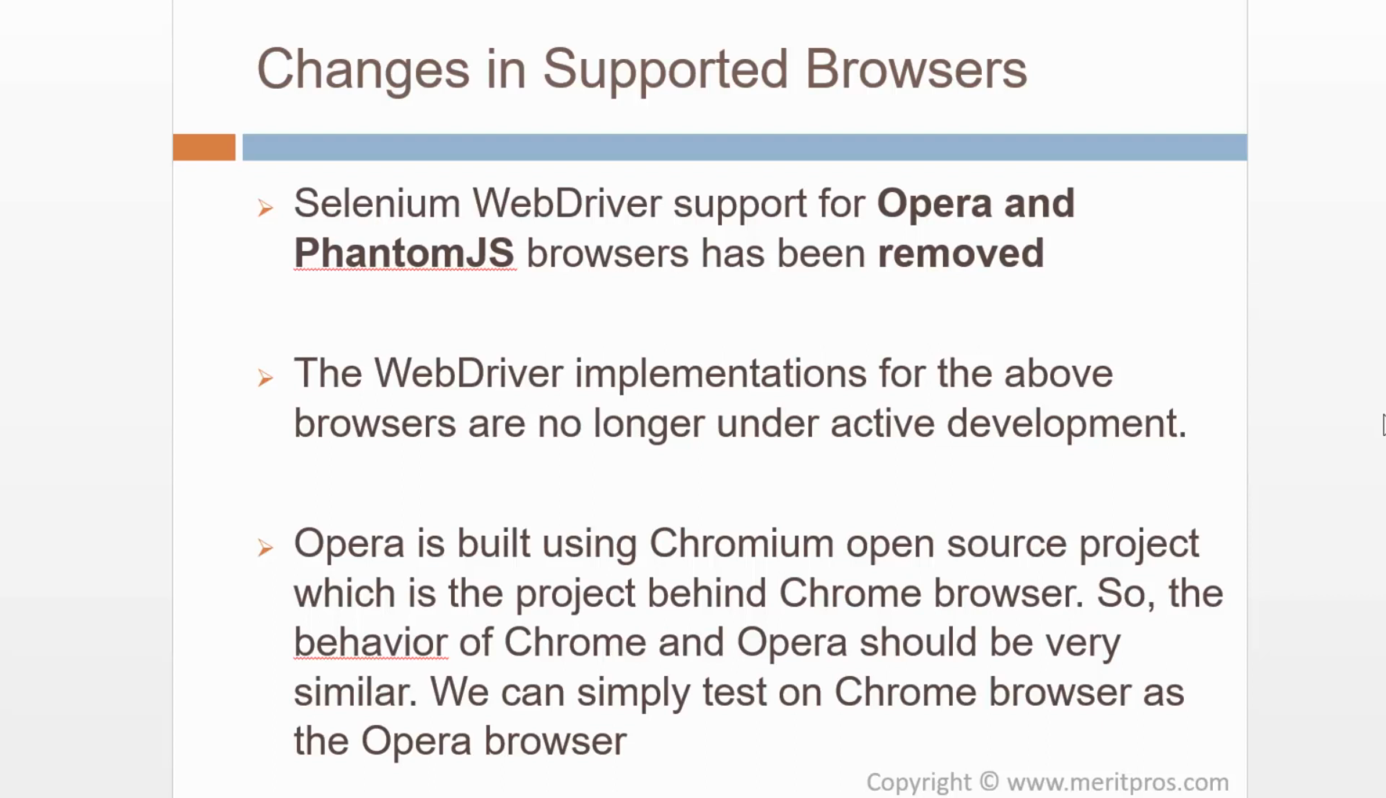So there are workarounds. If you take the Opera browser, that is built on the Chromium open source project, which is the main project behind the Chrome browser. So the behavior of Chrome and Opera should be very similar, because Chrome is based on the Chromium open source project, and even Opera is based on the Chromium open source project. So pretty much Chrome and Opera will be similar. It is very unlikely that you find any browser compatibility issues. So we can simply test on the Chrome browser instead of the Opera browser.